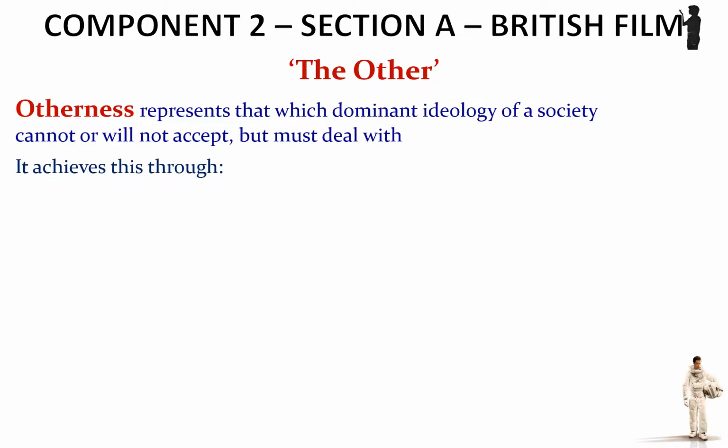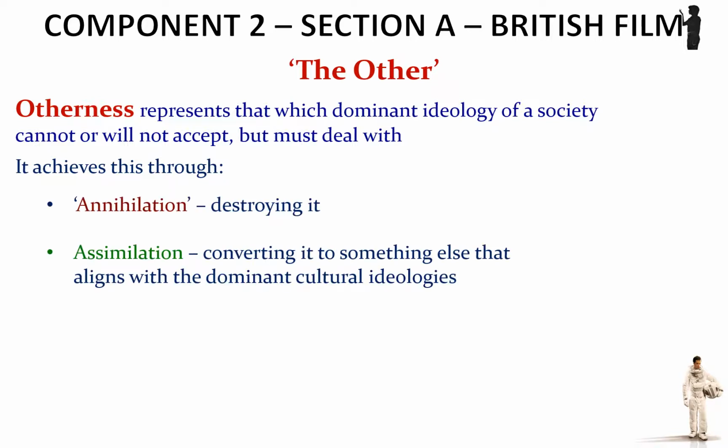Otherness then represents that which the dominant ideology of a society cannot or will not accept but must deal with. So you have something in society that is in direct opposition to our mode of thinking or the way our society is established. Generally, we don't deal with those things, we don't accept them, and we depict them as an other. This is achieved through two methods, really. Annihilation: if we see an other in a film, we destroy it. Or assimilation, converting it to something else that aligns with the dominant cultural ideologies, making it more palatable, and making a new version of it that conforms to our worldview.